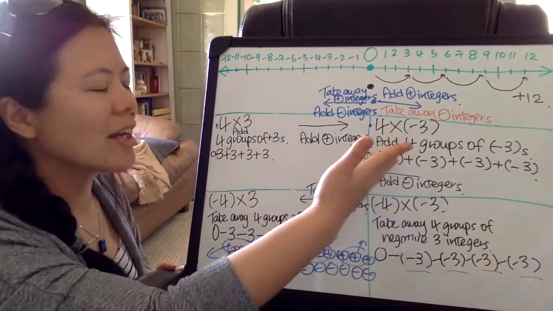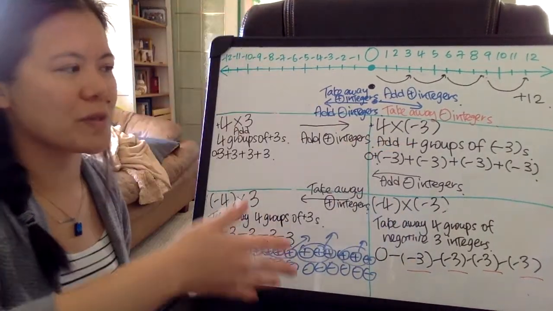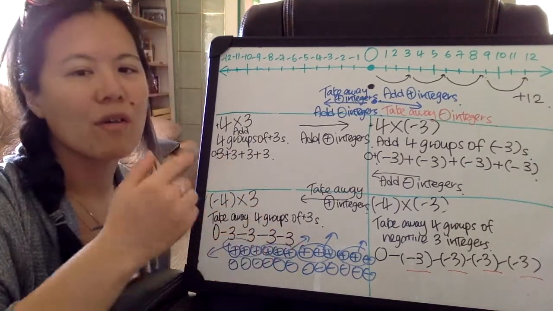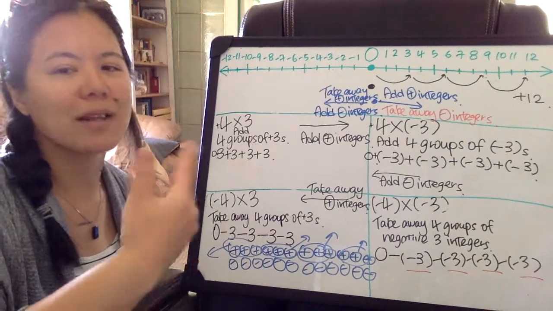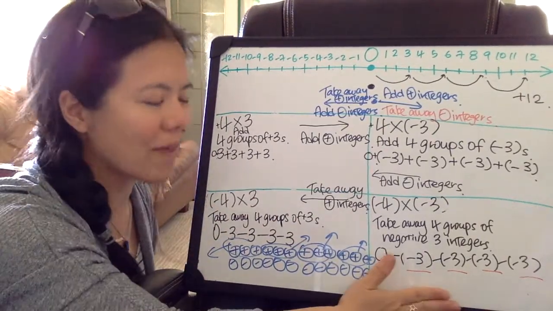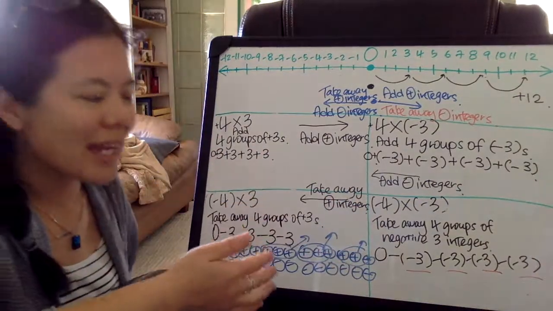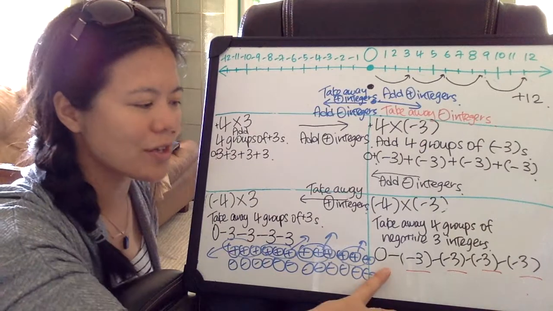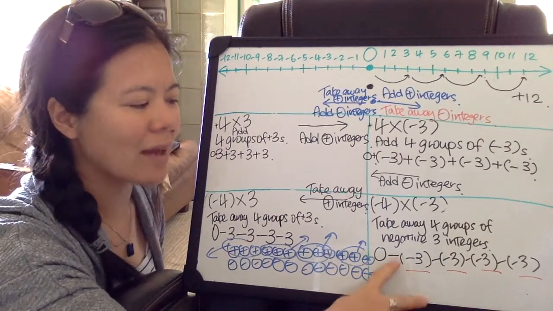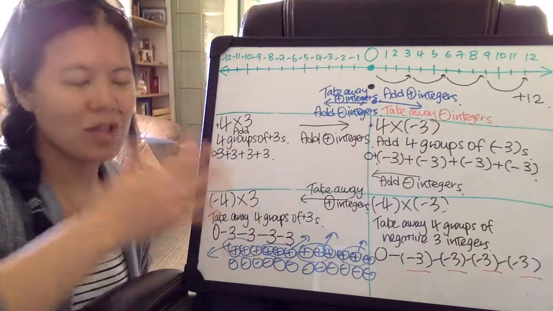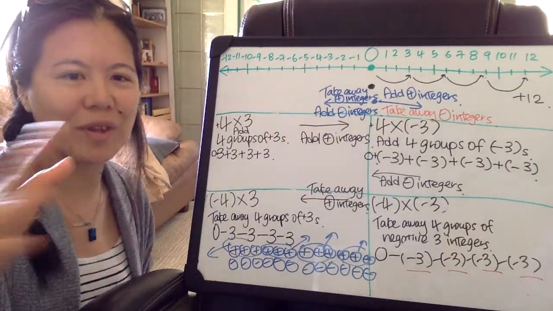For this one, you are now adding 4 groups of negative 3s. That means you add negative 3s 4 times: negative 3 plus negative 3 plus negative 3 plus negative 3. And for the last one, you're taking away 4 groups of negative 3 integers. So you start at 0, you take away, that means subtract, negative 3 integers 4 times. So that's how everything sort of relates together.